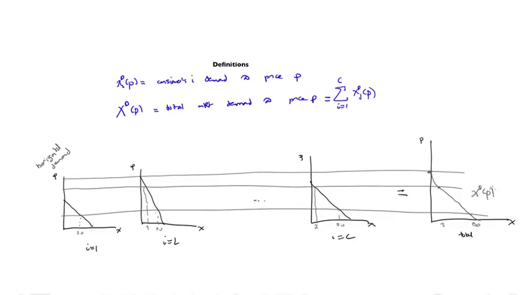And let's think about the economic interpretation of what this means. It tells us, at any price, what is the total amount that consumers want to buy. The individual demands gave us, at any price, the amount that each consumer wants to buy. The market demand gives us the total amount that consumers want to buy.